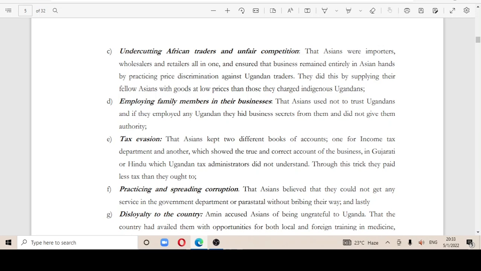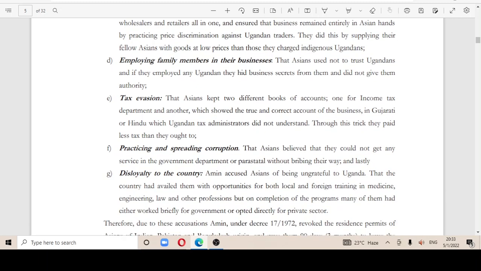So it also says that the Asians were employing family members in their businesses, and they did not want to employ the Africans because they did not trust them. So there was also tax evasion, which made the economy lose income.